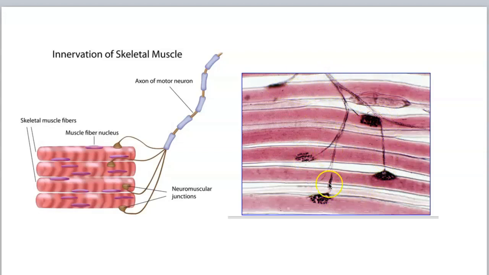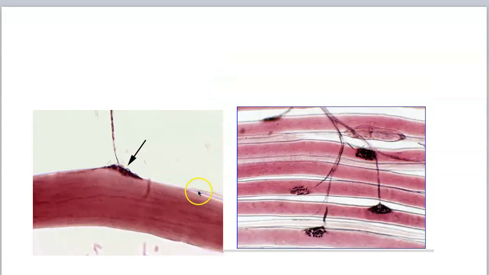Did I already say this is the axon? I can't remember. Here are the axons. So there are the axons, the neuromuscular junction. What's this space? This is the endomysium. It looks just like that. It looks just like the picture.